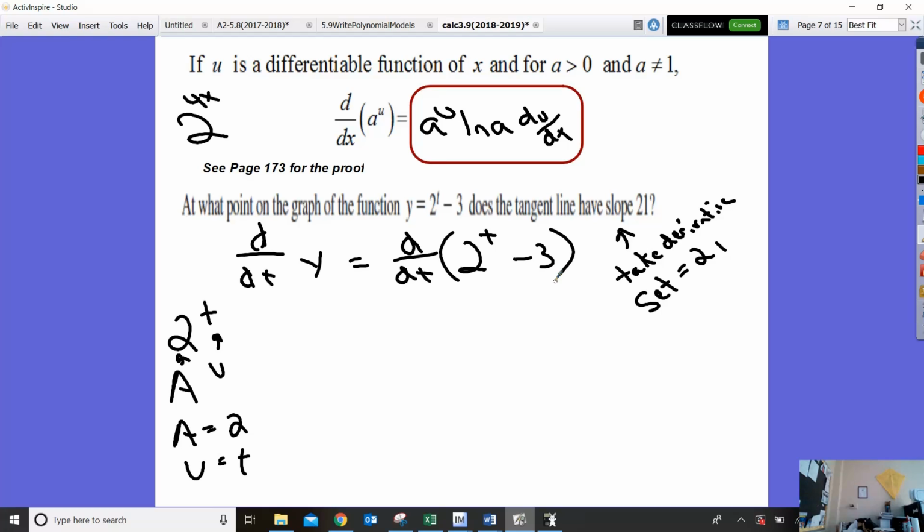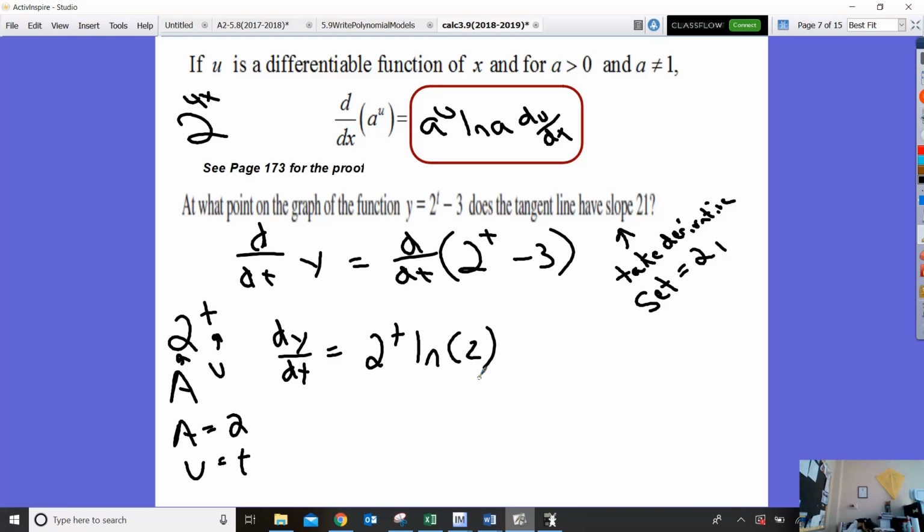Now, the derivative with respect to t of y is just going to be dy/dt. Now we've got to do that derivative with respect to t of 2 to the t. So I'm just going to plug into this formula up here. Still got a to the u, it's 2 to the t. Natural log of a, and what was a? 2.